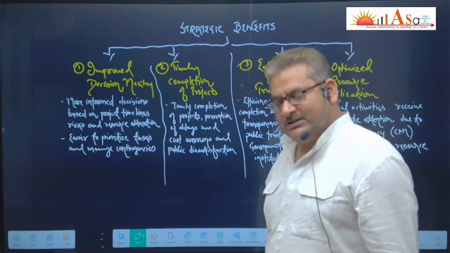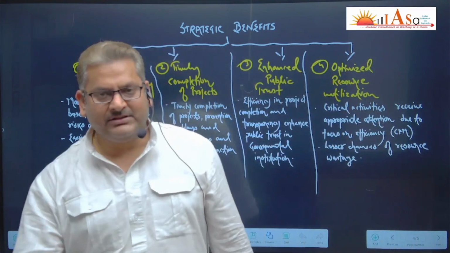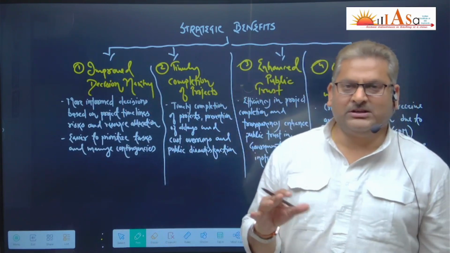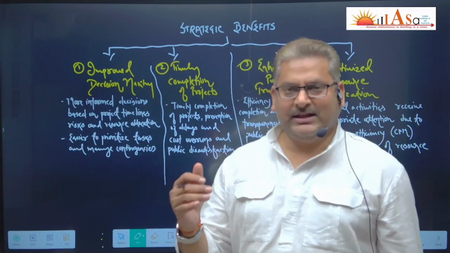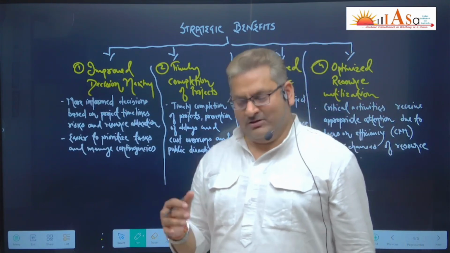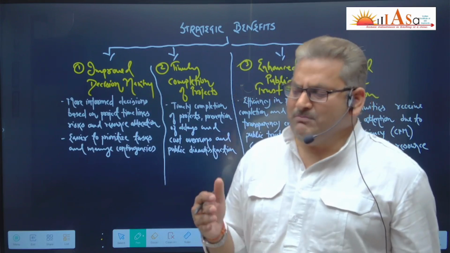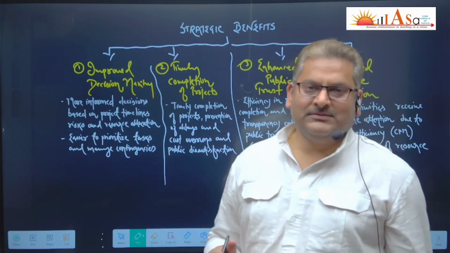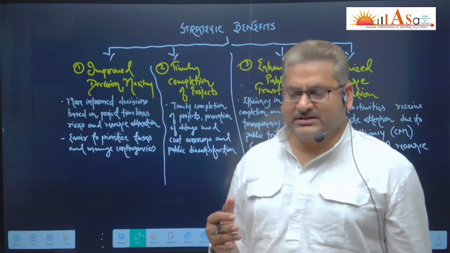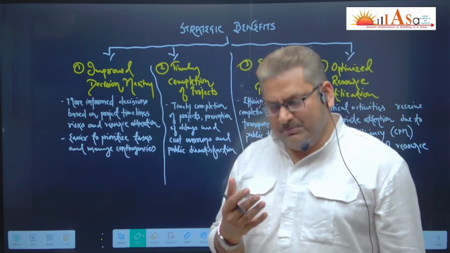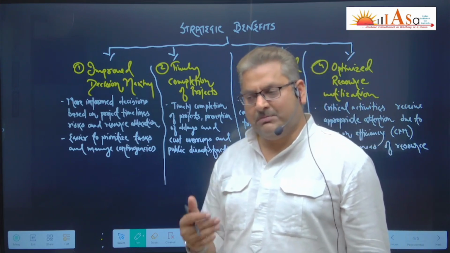Obviously, timely completion of projects prevents delays, cost overruns, and public dissatisfaction. When everything takes place within the bounds of predetermined rules, regulations, method, technique, process, anticipation, or time-bound arrangement, cost overrun is much less likely to happen. And that, to a great extent, gives satisfaction to the public. So public dissatisfaction will be less, and the project will be completed in time.